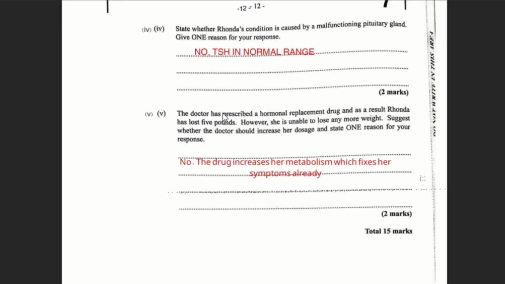Alright, so then this question says state whether Rhonda's condition is caused by a malfunctioning pituitary gland and then give one reason for your response. So basically the pituitary gland is what controls all the other glands. It is referred to as the master gland, right? So if anything was wrong, we would be able to trace it back to the pituitary gland.